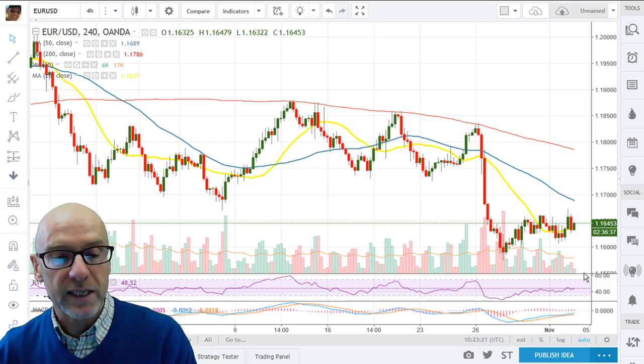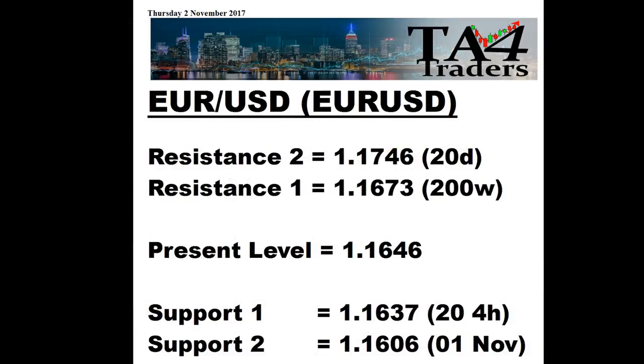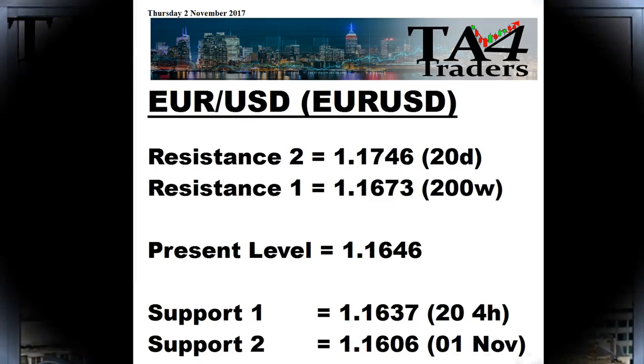Looking at the support and resistance levels, resistance, as I said, 200 week 116.73, and then at 117.46 from the 20-day, with supports at 116.37 and 116.06.